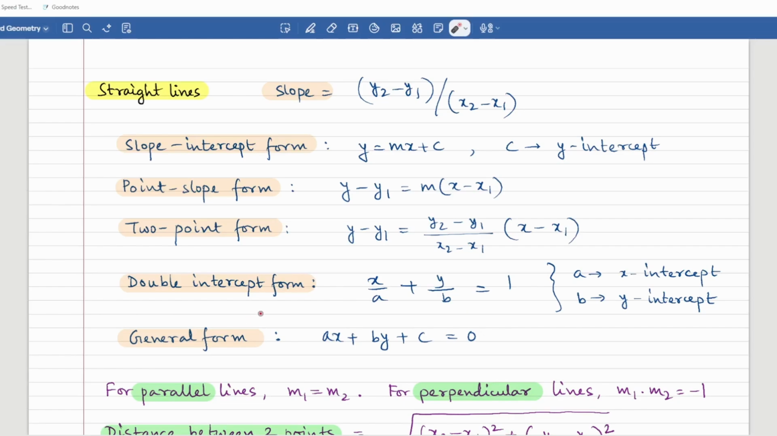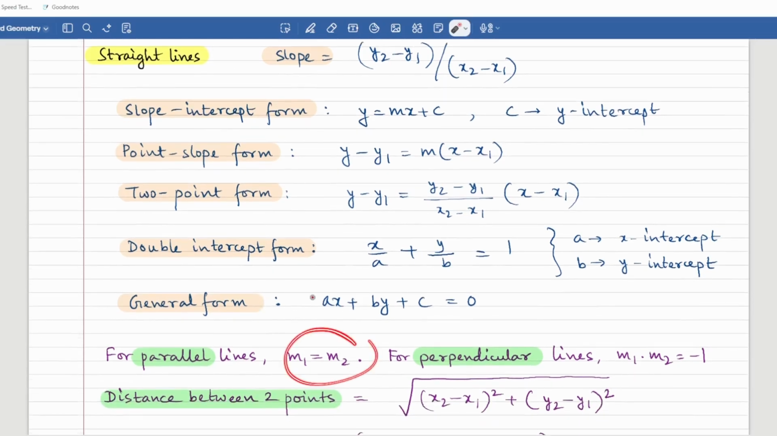If two lines are parallel, then their slopes are equal. Okay, m1 equals m2. If two lines are perpendicular, then the product of their slopes is minus 1. m1 times m2 equals minus 1. We will use this quite often in coordinate geometry questions.